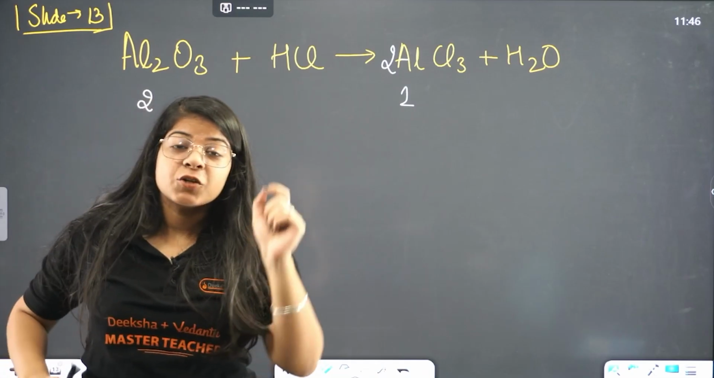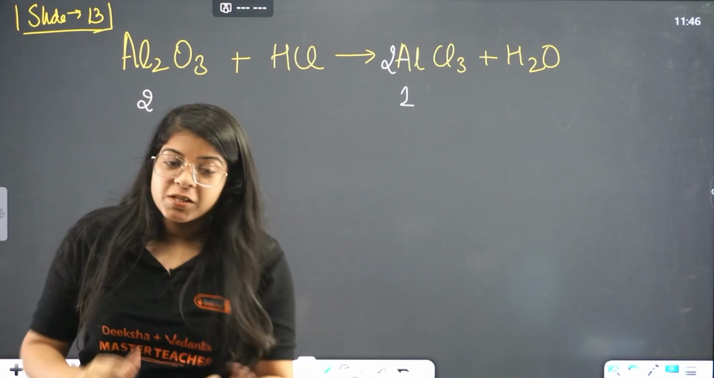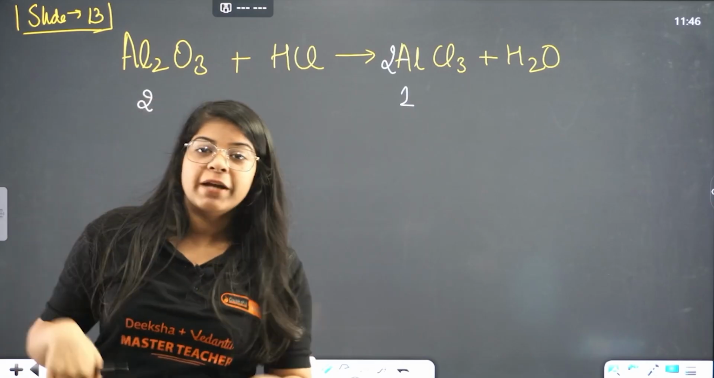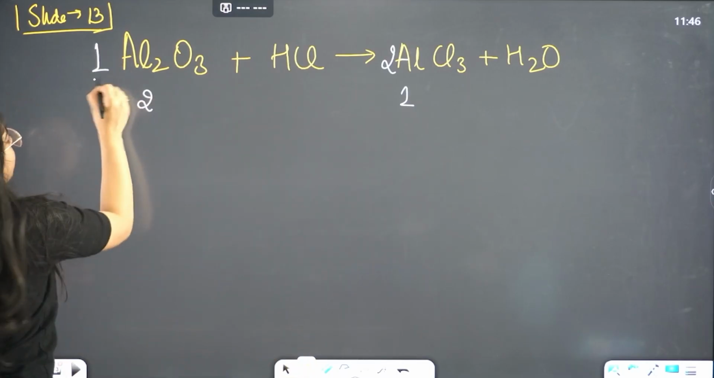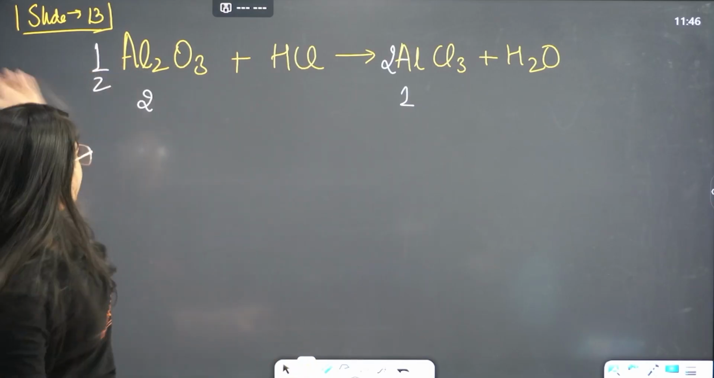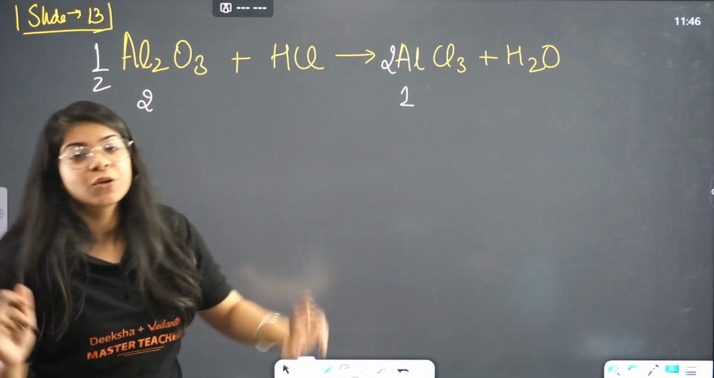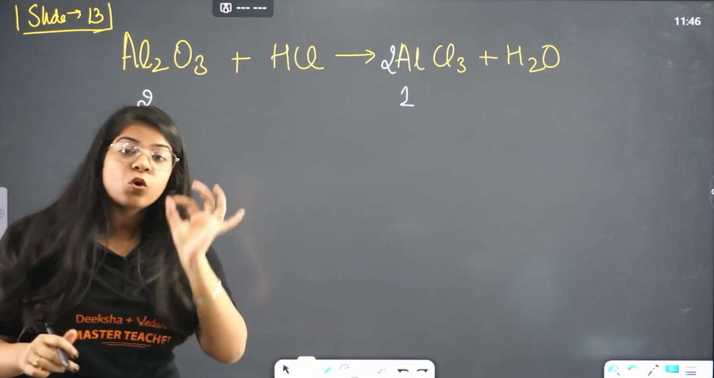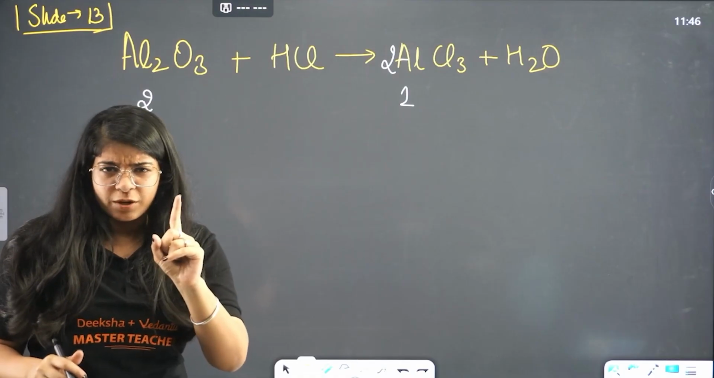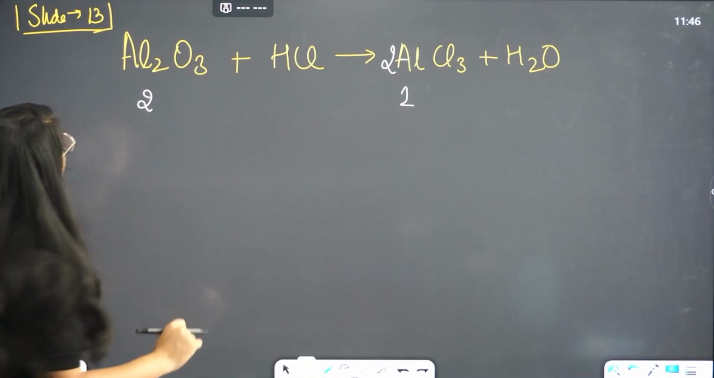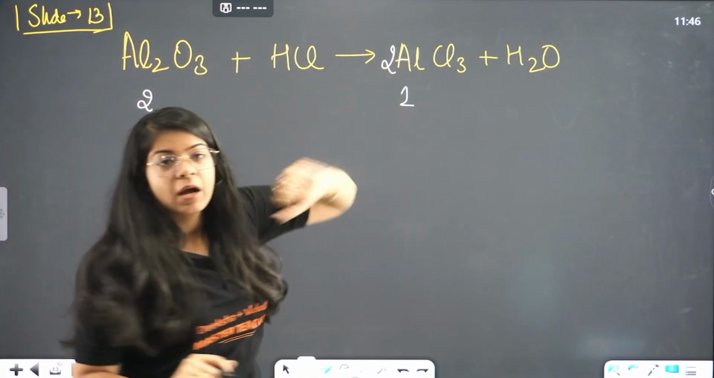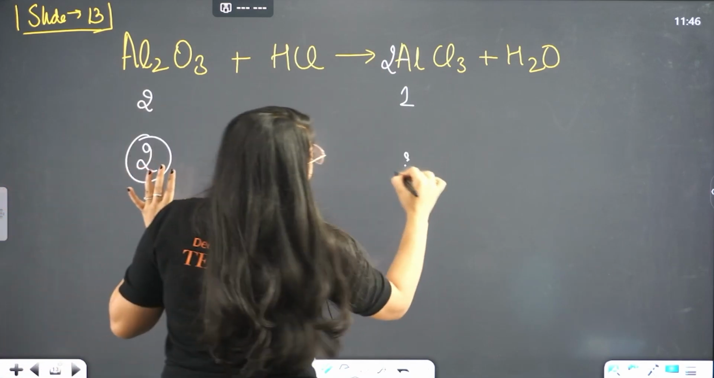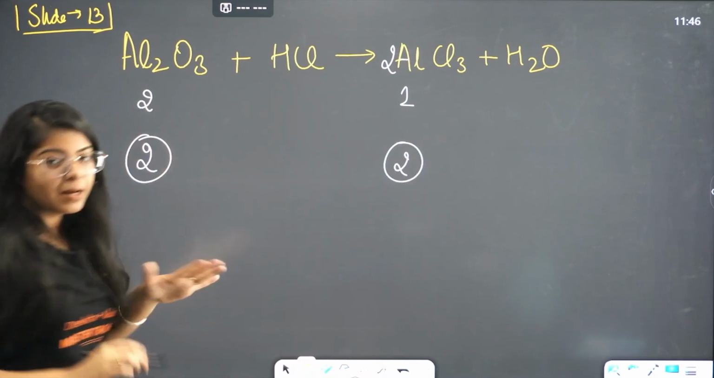while balancing, you should use only whole numbers. You cannot use fractions, you cannot use decimals, you cannot use 1 by 2. You cannot just write here 1 by 2, then half into 2 of aluminium, it's 1. No, that's not true. Okay? You have to always use whole numbers. I think you have studied whole numbers in 9th, right? So 2 aluminiums and now aluminium is 2. Okay, now they are balanced.